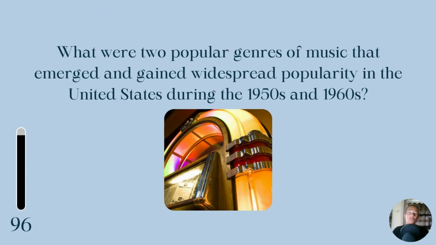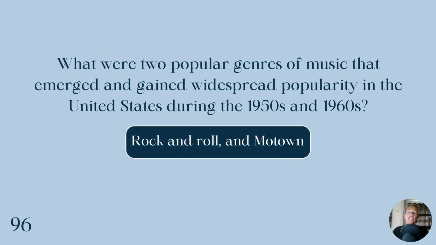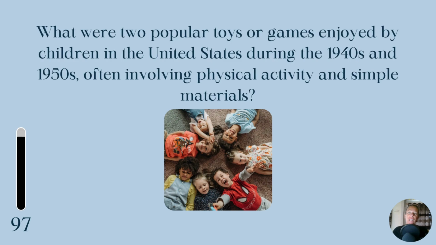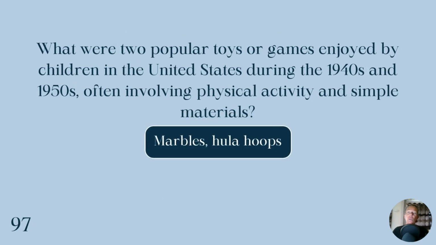What were two popular genres of music that emerged and gained widespread popularity in the United States during the 50s and 60s? Rock and roll and Motown. What were two types of toys or games enjoyed by children in the United States during the 40s and 50s, often involving physical activity and simple materials? Marbles and hula hoops.